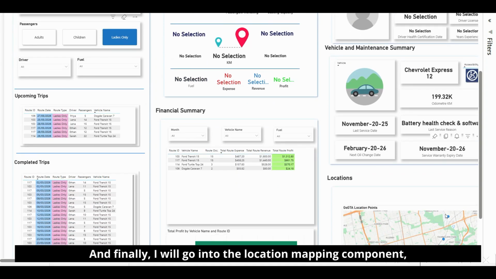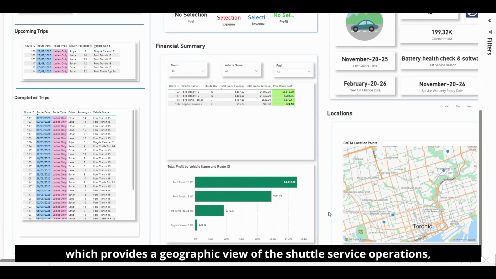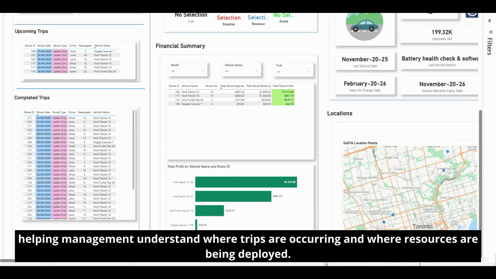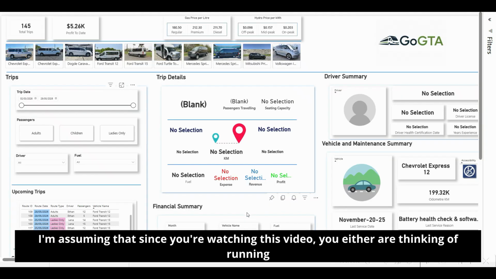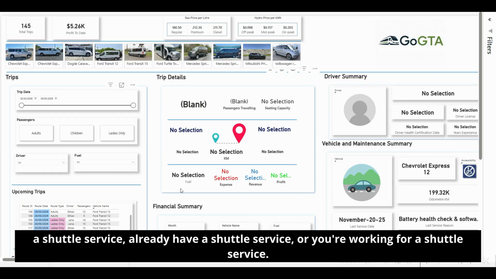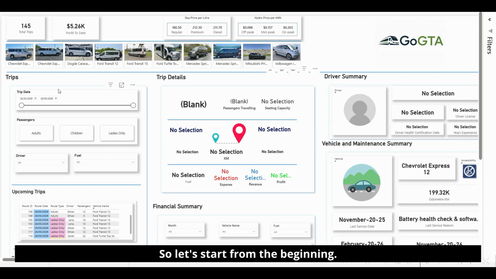And finally, I will go into the location mapping component, which provides a geographic view of the shuttle service operations, helping management understand where trips are occurring and where resources are being deployed. I'm assuming that since you're watching this video, you either are thinking of running a shuttle service, already have a shuttle service, or you're working for a shuttle service. So let's start from the beginning.